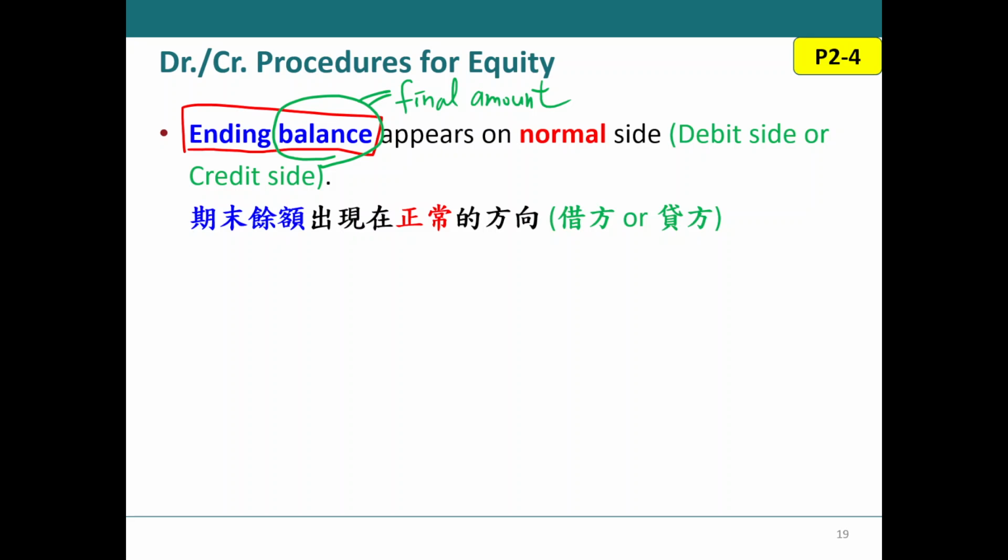Ending means the last day. Okay, so ending balance means you will find out the amount on the last day. So that's ending balance, 期末余额. So ending balance, 期末余额 told you, you will find out the final amount on the last day.